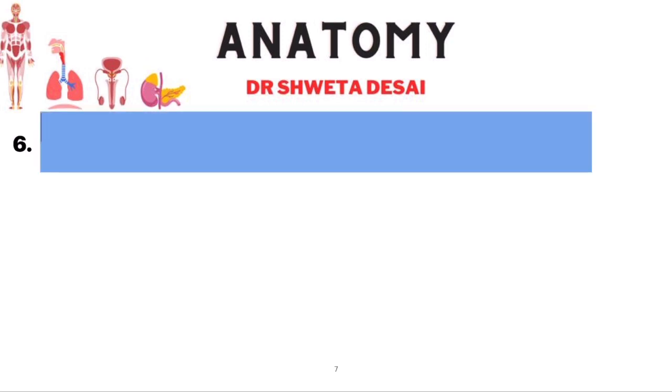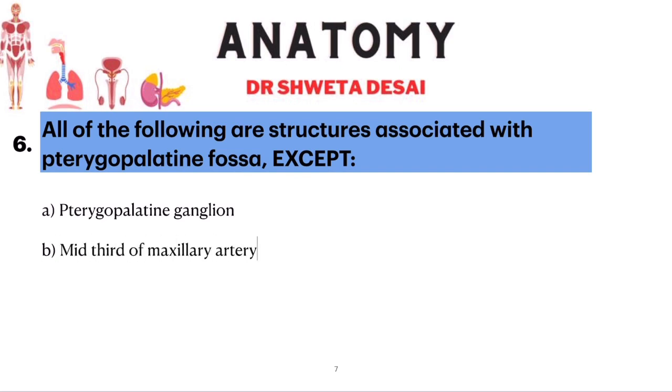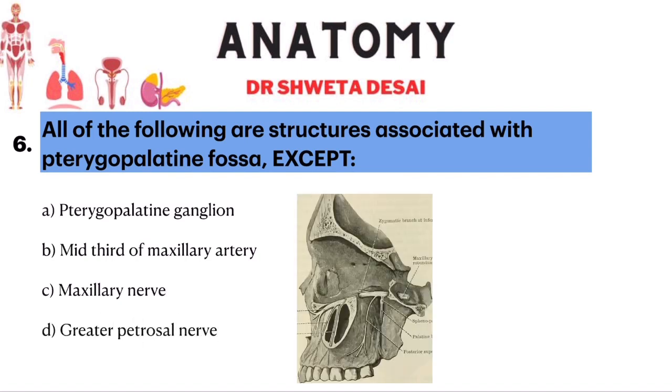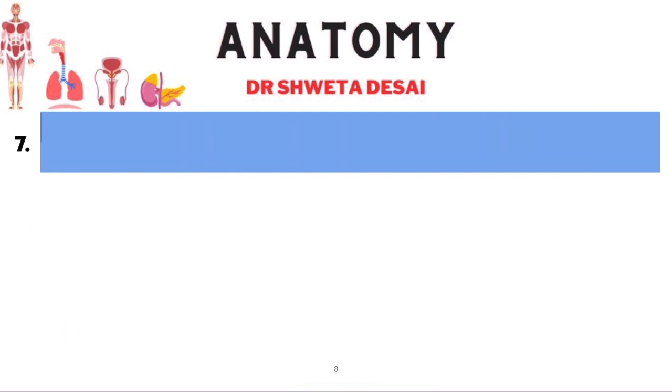Brachioradialis muscle. Now the question number 6. All of the following are structures associated with pterygopalatine fossa except. Options are A. Pterygopalatine ganglion, B. Mid-third of maxillary artery, C. Maxillary nerve, and D. Greater petrosal nerve. So here you can see this is the pterygopalatine fossa. So all these are the contents of pterygopalatine fossa except the mid-third of maxillary artery. So the correct answer is mid-third of maxillary artery.